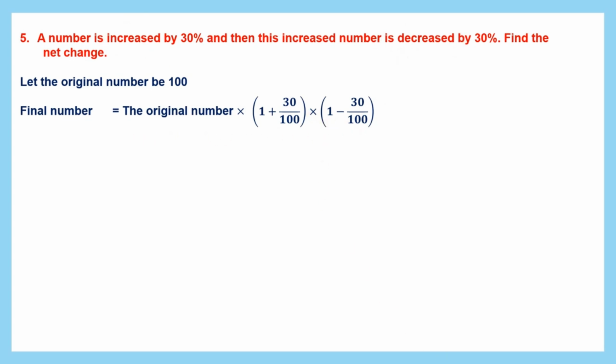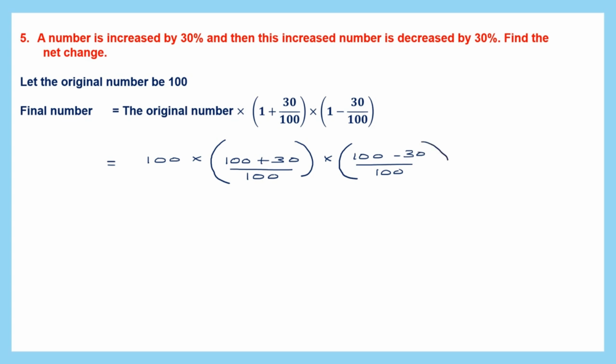So let's do that. So the original number here is 100 into, now here 1 plus 30 by 100. Let's work on that. So here the LCM will be 100 and 1 into 100. 1 into 100 is 100 plus 30. Similarly here the LCM will be 100. Here it will be 100 minus 30. Now how did I get 100?